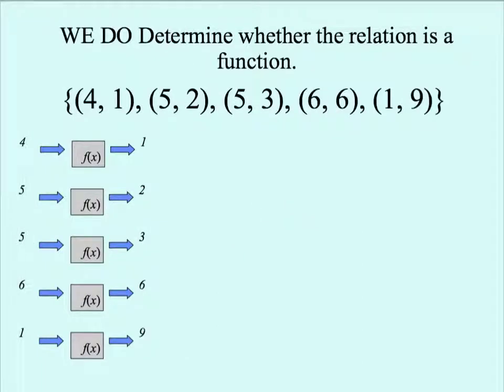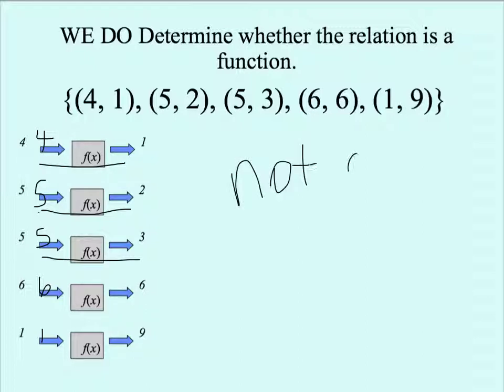Take a moment and try this one on your own. Let me write in these because they're missing. We have 4, 5, 5, 6, and 1. If I look at the domain and range for each, input 4, output 1. Input 5, output 2. Input 5, output 3. Right away we can see a problem, that I can't have the same input with a different output. So this is not a function.